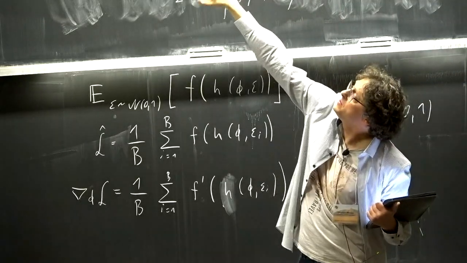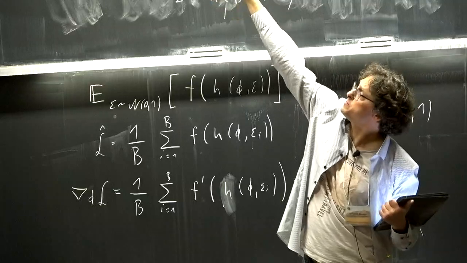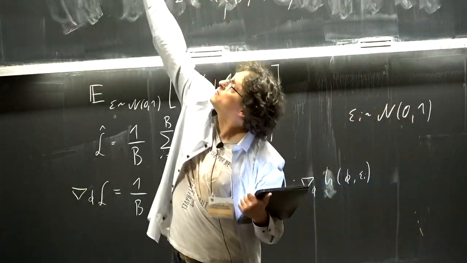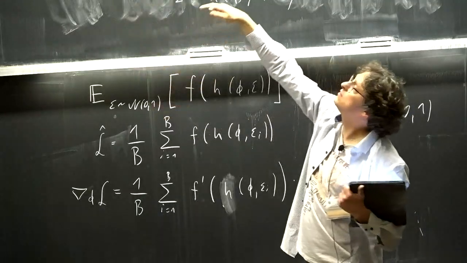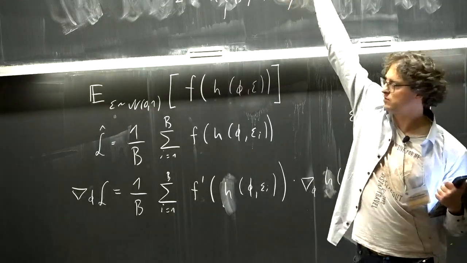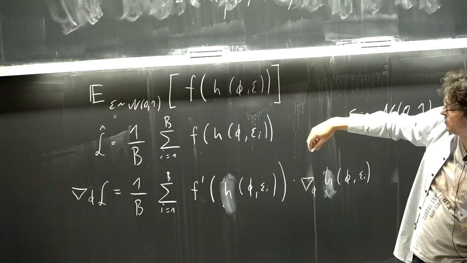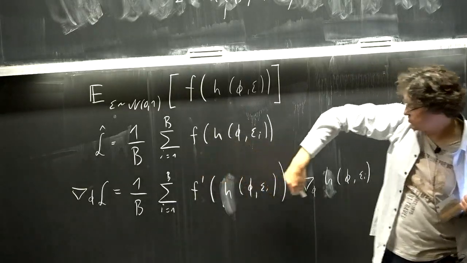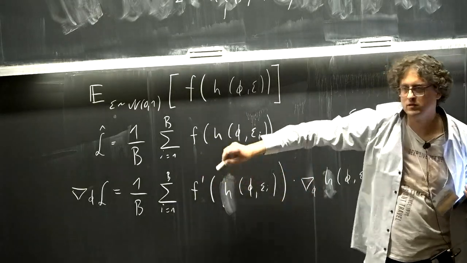If you calculate derivatives of this object with respect to phi, this only would affect q of phi. So it's not immediately clear why we would need derivatives of f. But what you see here is, if you apply the reparametrization trick, we suddenly need derivatives of f, right?